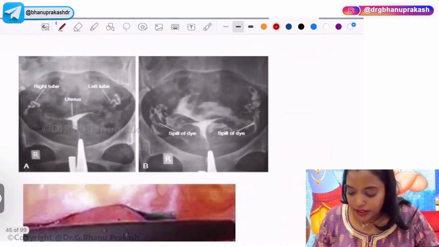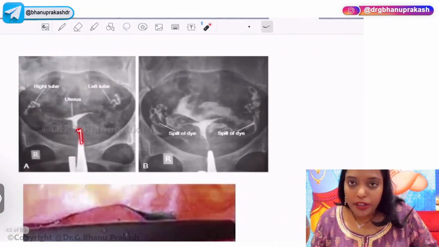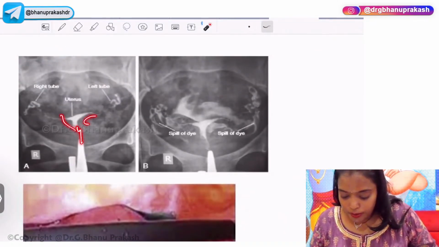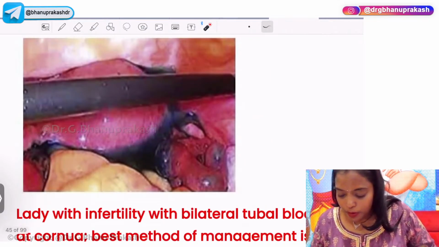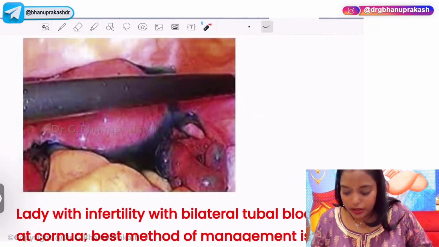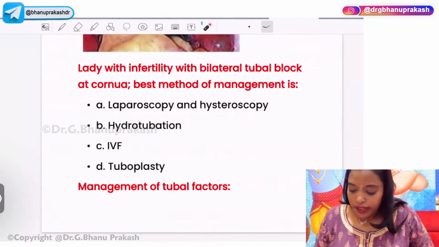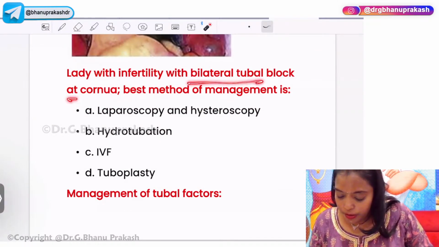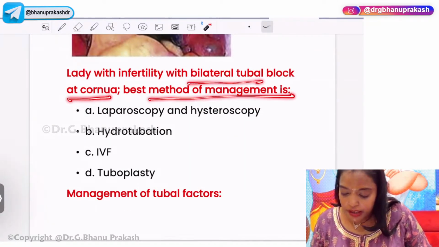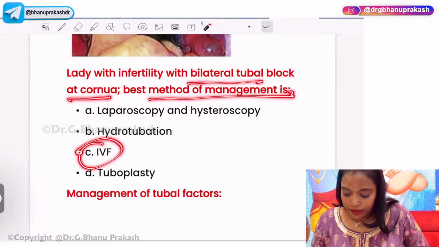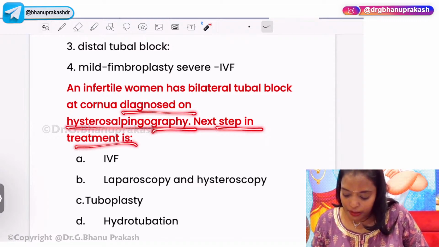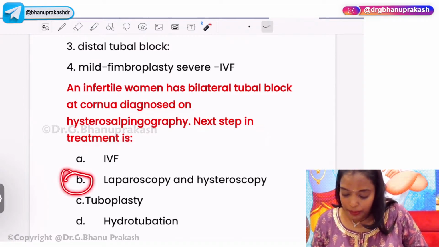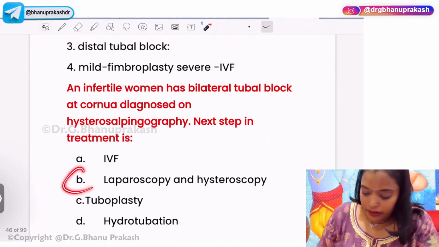See, this is the HSG, with the dye going into the tube and bilaterally coming out. This is the laparoscopy showing the dye coming out in the pouch of Douglas. For a lady with infertility with bilateral tubal block at the cornu, the best method of management is IVF. If the same question is asked with the diagnosis made on HSG, the next step will be laparoscopy and hysteroscopy.